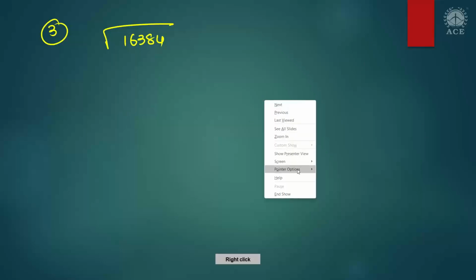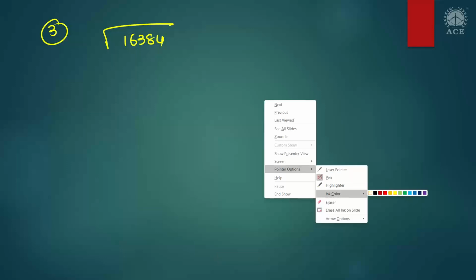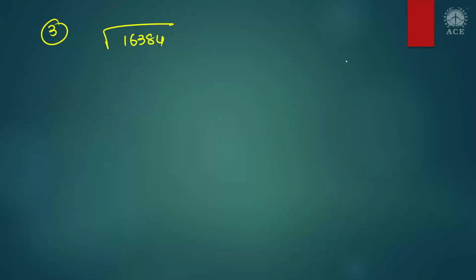Now here, I have to do the square root of 16,384. If you observe, it ends with 4. 2 square ends with 4, and 8 square also ends with 4. Now what you can do is remove the last 2 digits.